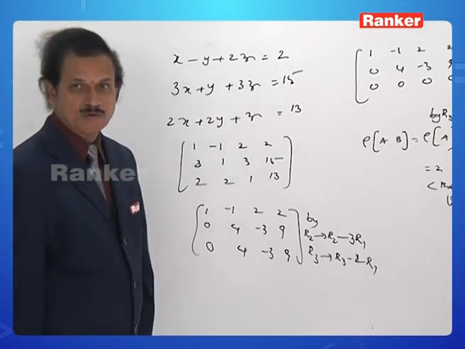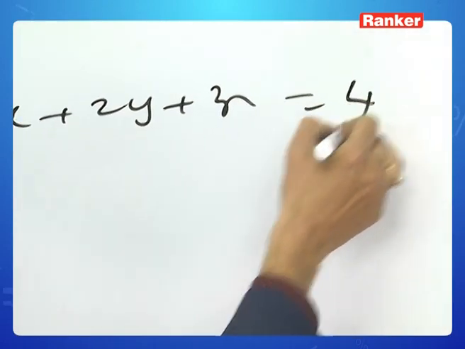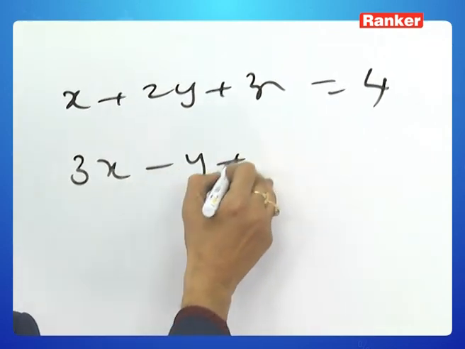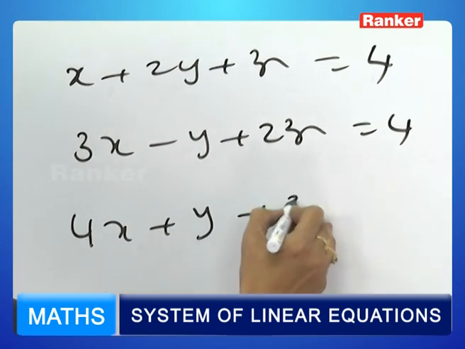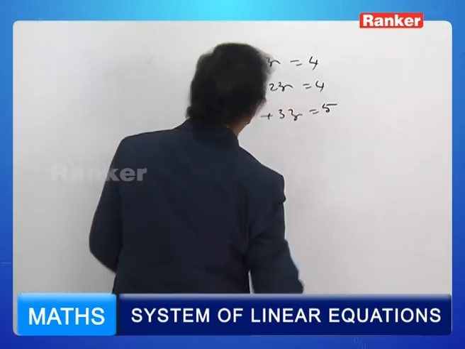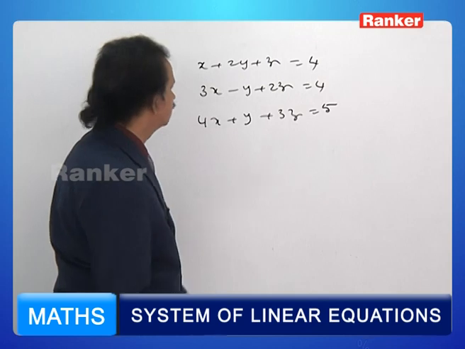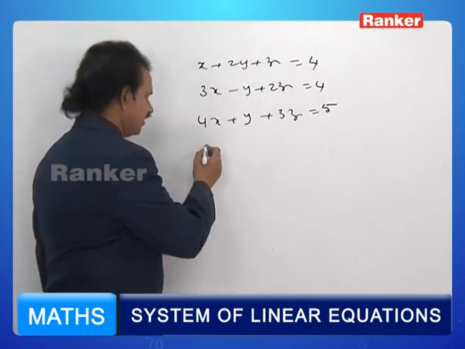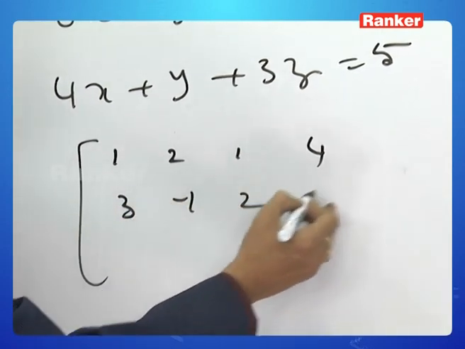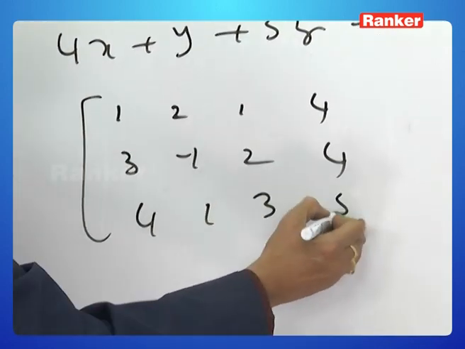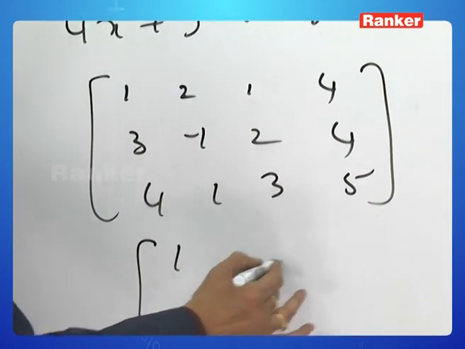Let us now have one more problem. Let us have this system. What happens to this system? Again, let us proceed as usual. 1, 2, 1, 4; 3, minus 1, 2, 4; 4, 1, 3, 5. Apply our usual procedure. 1, 2, 1, 4.